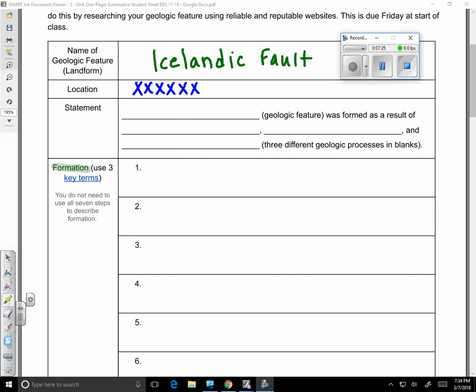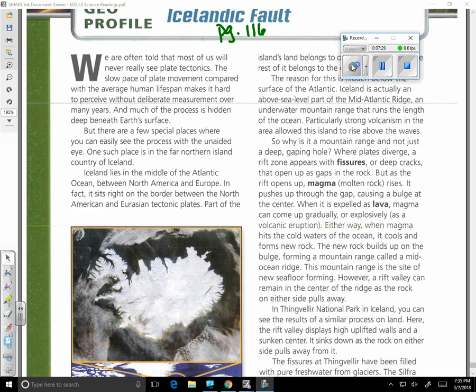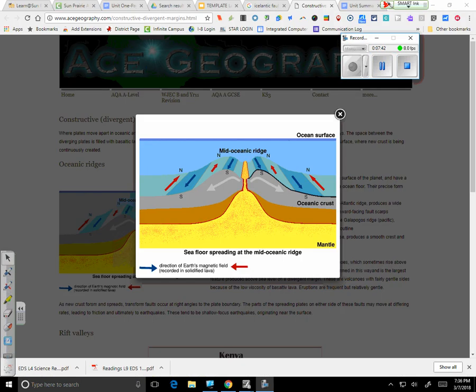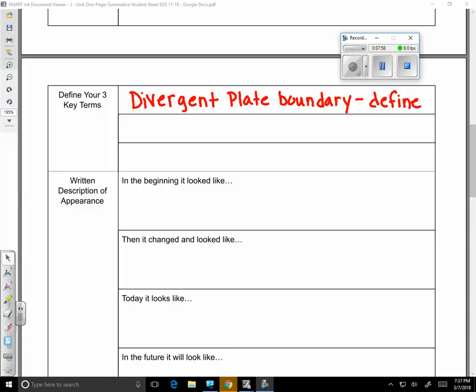And we need to use three key terms. So the first thing that happens to cause this fault to form is the part where I want you to underline that the plates diverge. That's your first step. You have two plates and they diverge or divide or spread apart. One plate goes this way, one plate goes this way. So the first thing that you need to do, if you noticed, you have a key term.